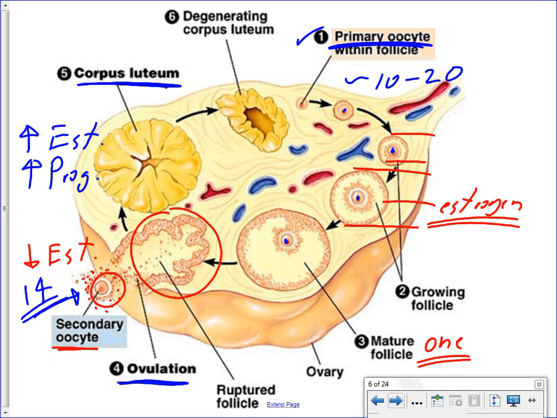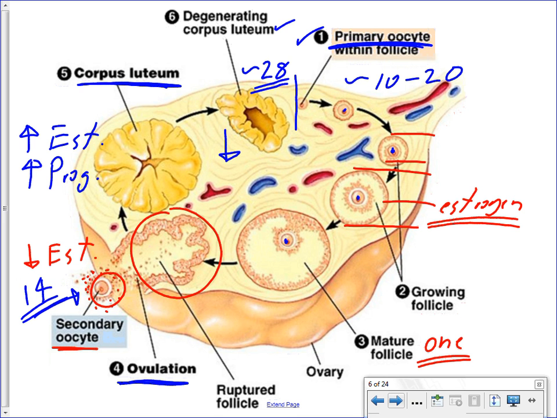If that egg that was released and drawn into the fallopian tube is not fertilized, what's going to happen is the corpus luteum is going to degenerate after about a week to 10 days. As it does degenerate and decrease in size, we're going to see a decrease in the production of those same two hormones, estrogen and progesterone. When that does happen, that's going to take us back to the beginning of the cycle again. So again, from beginning to end, on average, this is about 28 days.